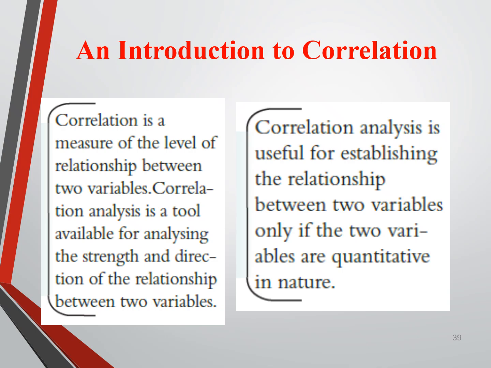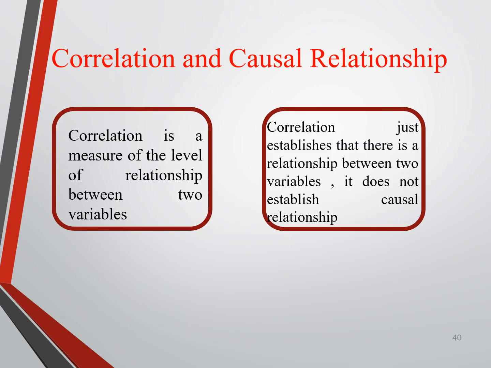So correlation is the measure of relationship between the two variables. It is a tool available for analyzing the strength and direction of the relationship between two variables, worked out in quantitative terms. The value of the correlation coefficient is always between -1 and +1. That is very important. The minus side indicates negative correlation. The positive side indicates positive correlation.